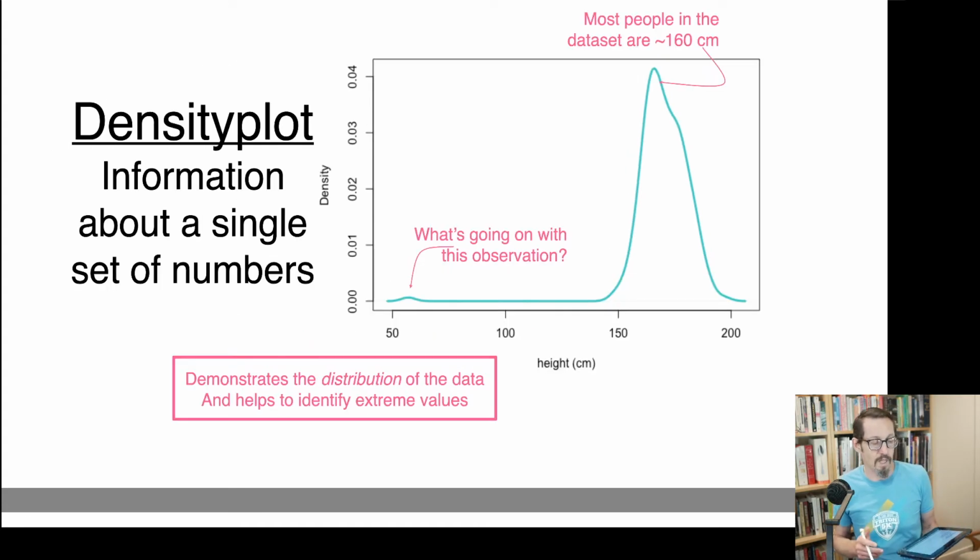All right, so again, we have the same kind of information. We see that most people are around 160 centimeters tall. We can see that there's some weird outliers. You could see that in the histogram too.